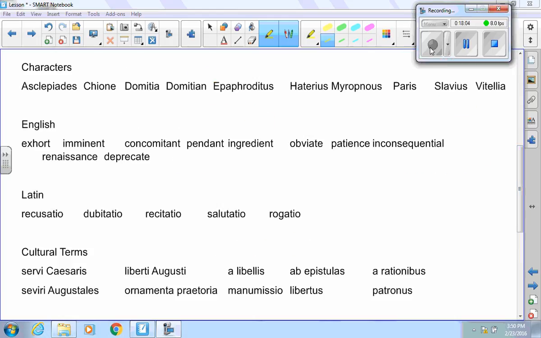Characters. Okay, Asclepiadus. He is the doctor that Domitia was looking for to find a remedy for Latella, who was supposed to be sick, but it was just a trap. Shionchi was the slave girl of Domitia. Domitia, of course, she's the wife of the emperor. She's the one who is ultimately expelled from Italy.